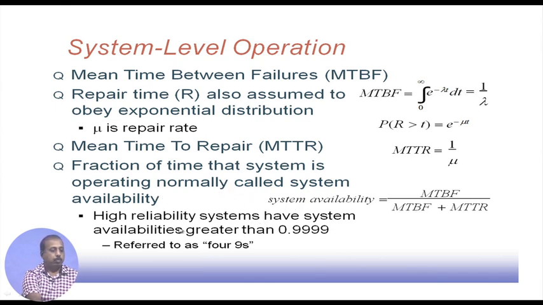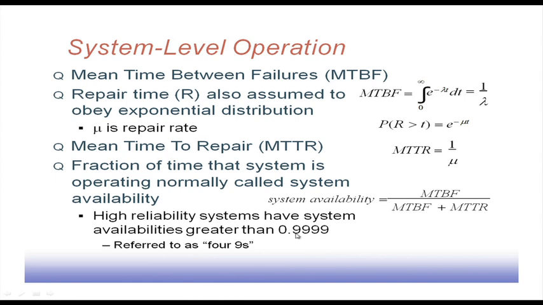Okay. So high reliability systems should have availability of more than 0.9999. It is a very high requirement that we have, that a system must be available almost 99.99% of the time. This is referred to as the law of 4 nines, because of 0.9999.